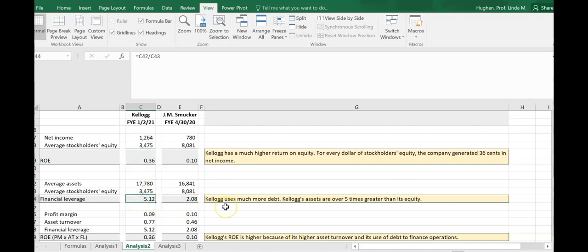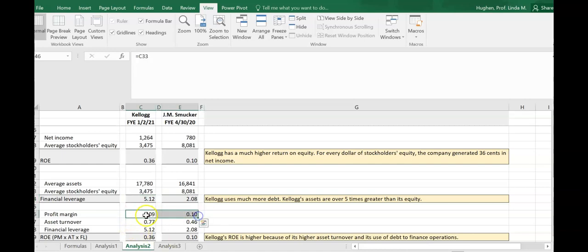Well, financial leverage is one major component of that. Kellogg's total assets are more than 5 times greater than its stockholders' equity, whereas JM Smucker's total assets are only 2 times greater than its stockholders' equity. Now, this is beneficial as long as the company is generating a positive ROA. If the company was to incur losses for a significant amount of time, it could run the risk of bankruptcy. But at this point, as long as it's profitable, using more liabilities is beneficial from an ROA perspective.